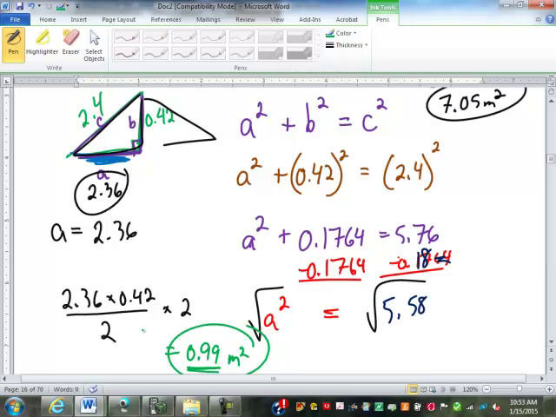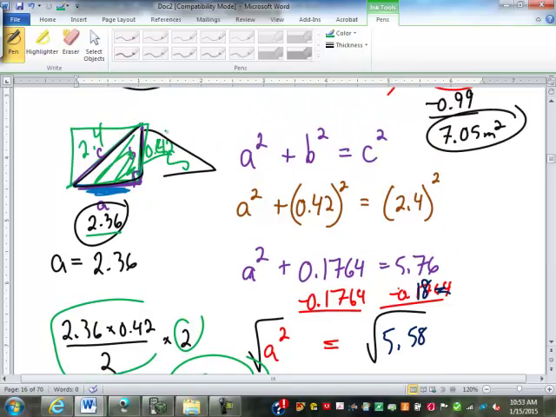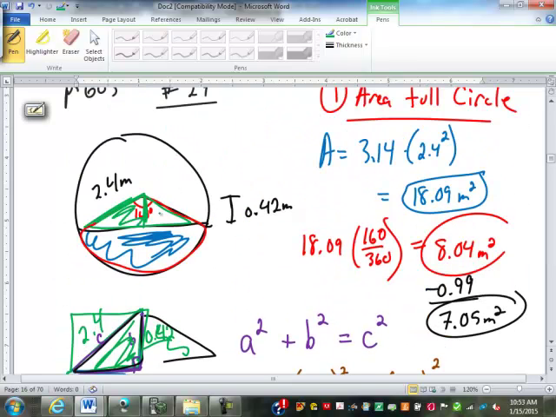Why do you divide by 2? Because it's a triangle. So the full rectangle would be the 2.36 times 0.42. So you divide in half to get the triangle. And you have to multiply by 2 because there are 2 of them that size. We did this one, but you also got one over here.